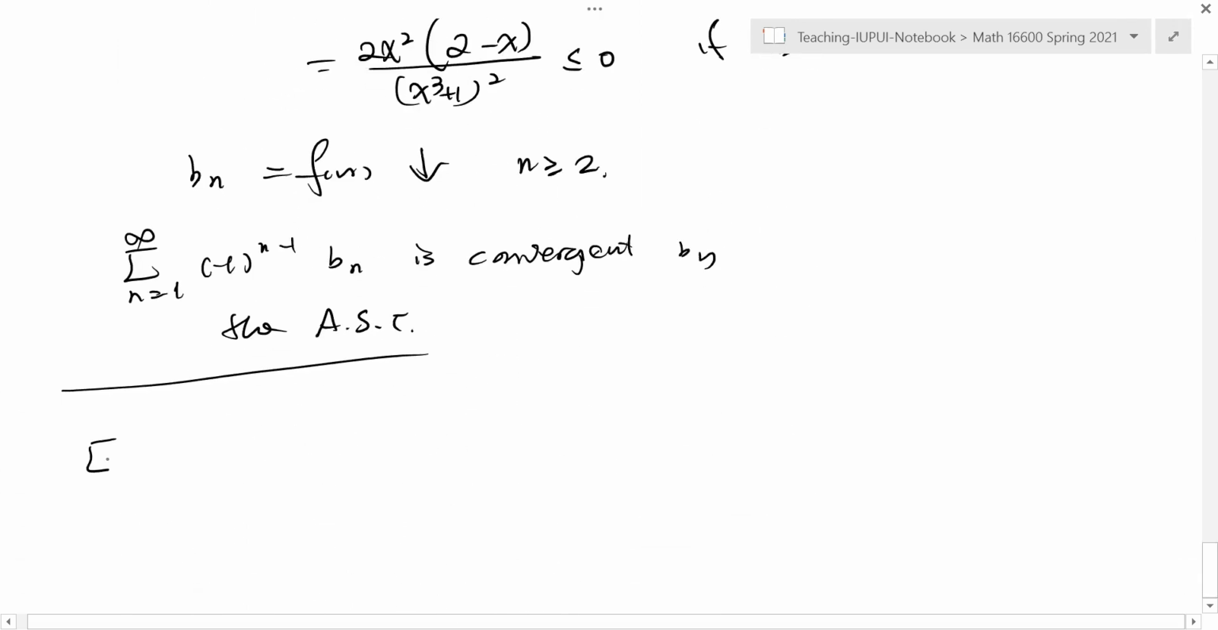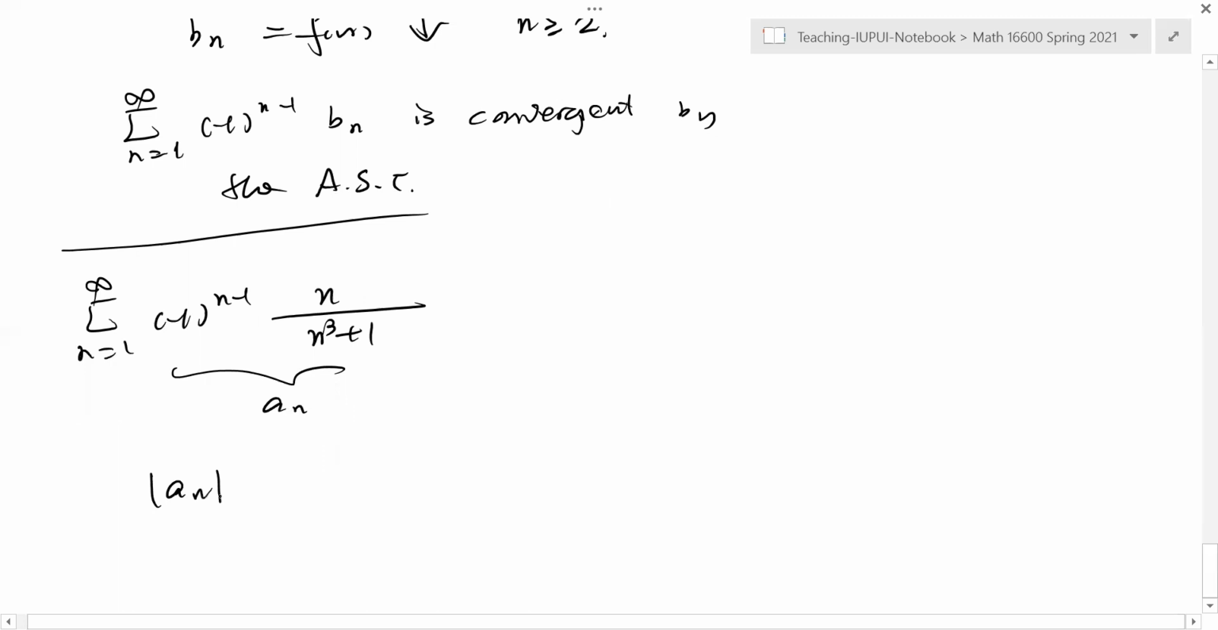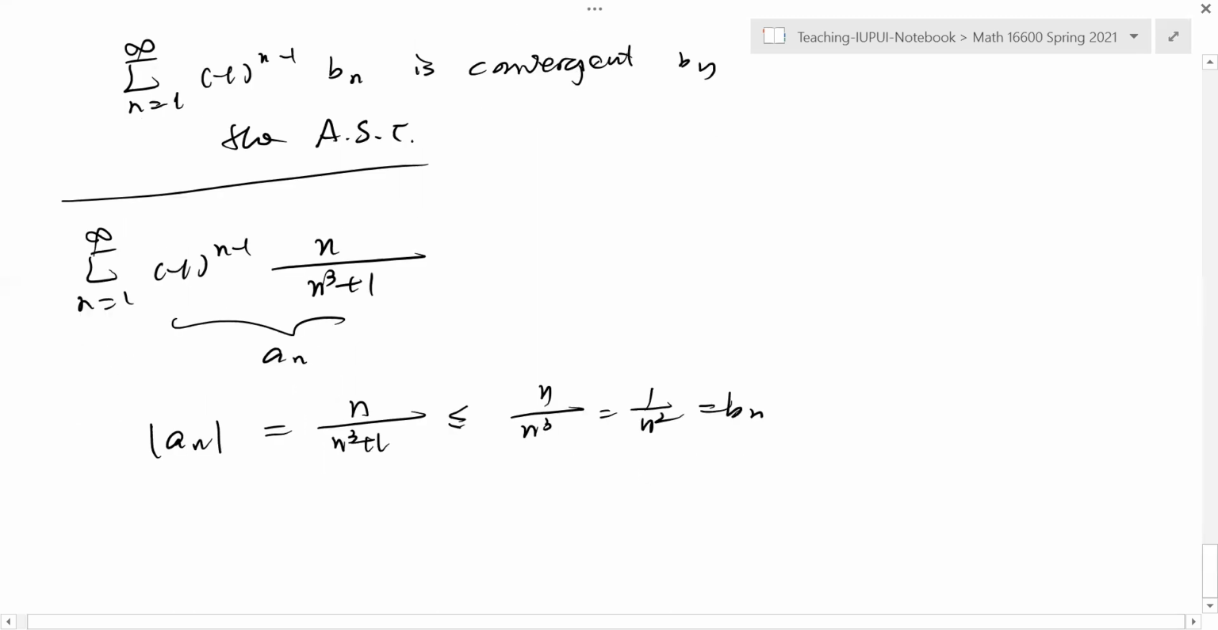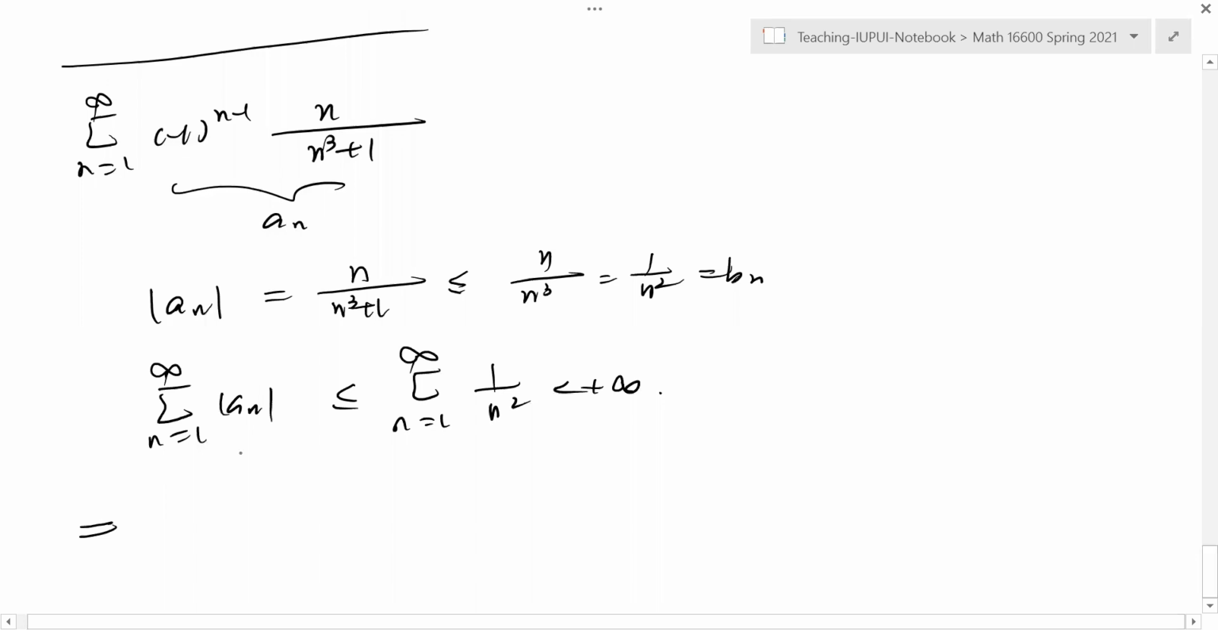I think it is still the easiest way to solve this problem: use a comparison test. Okay, but you have to prove that it's absolutely convergent, because when you put the absolute value you get n over n cubed plus 1, which is less than or equal to n over n cubed, which is 1 over n squared, that's Bn. Okay, then apply the comparison test. Don't forget this, it's less than or equal to. This is finite. Okay, that implies this is absolutely convergent.